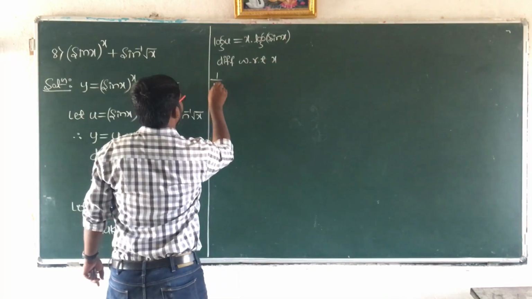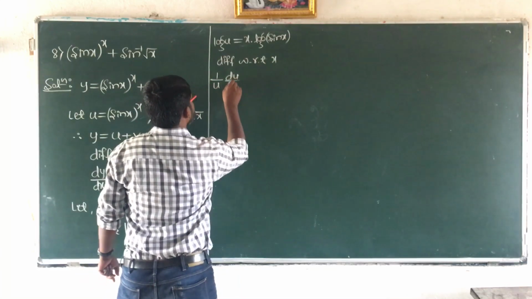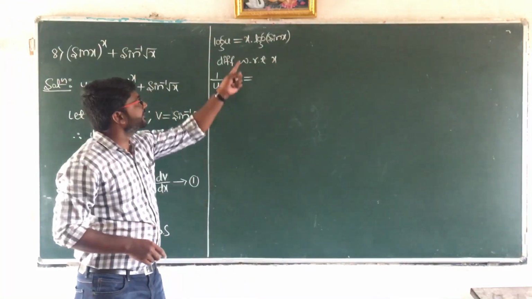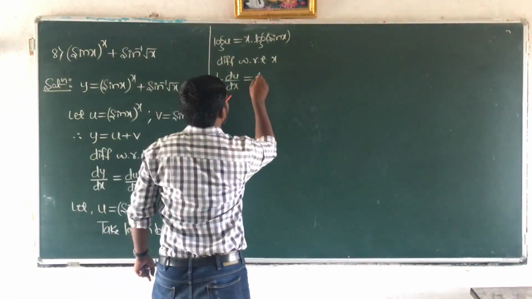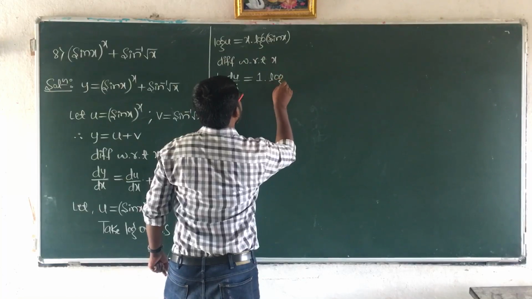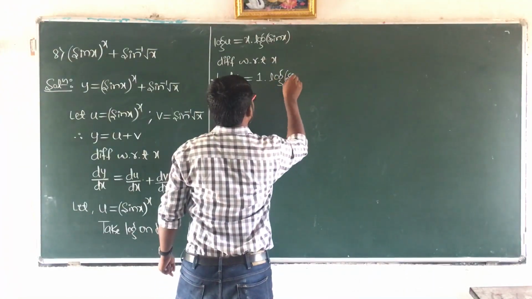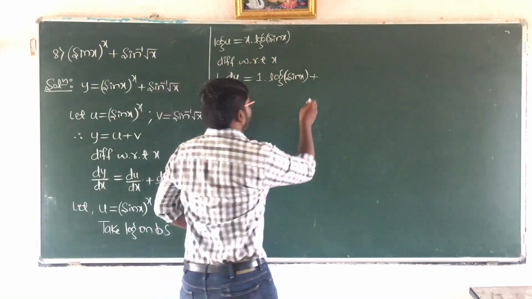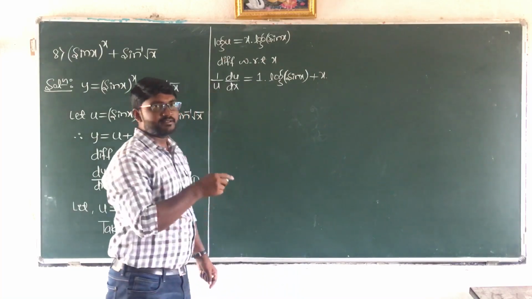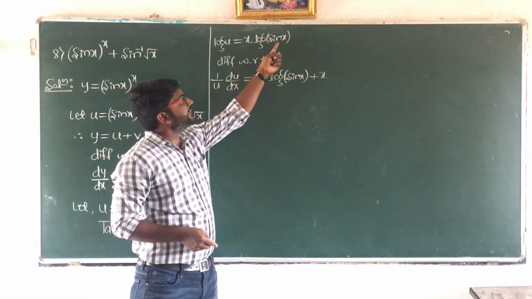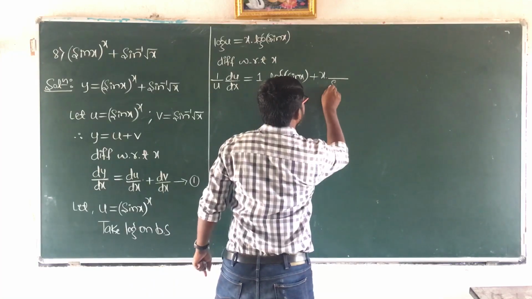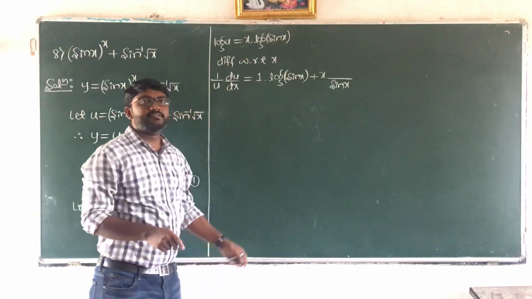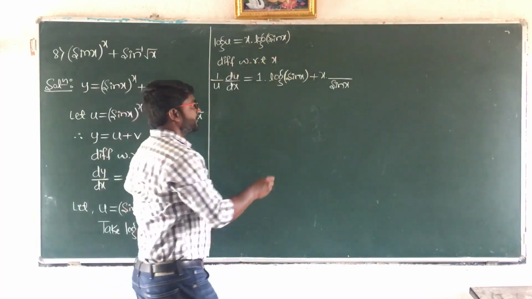we get 1 by u du by dx, which is equal to, now we have to apply the product rule here. Take the derivative of the first function, it is 1 into log of sin x, plus, write the first function as it is, x as it is. Now take the derivative of the second function. D by dx of log of sin x will be 1 by sin x into the derivative of the inside function, that is d by dx of sin x will give us cos x.